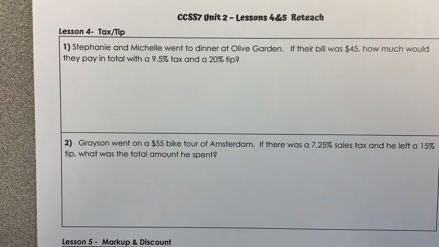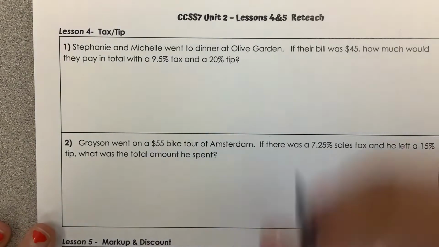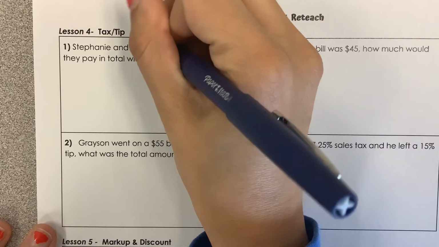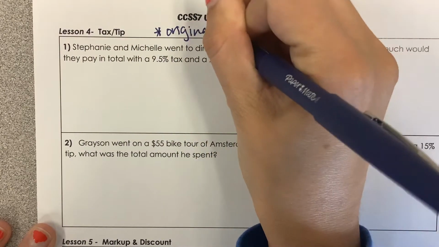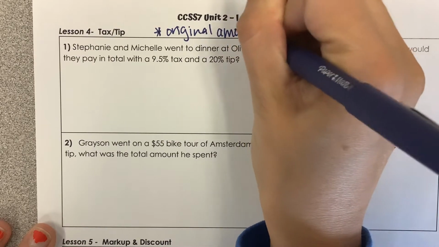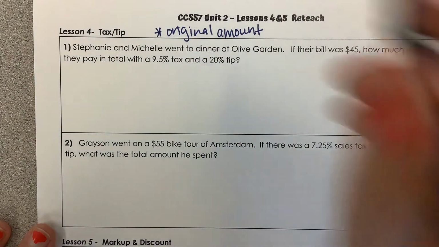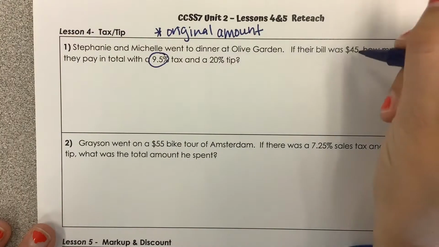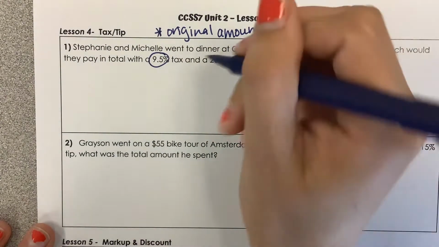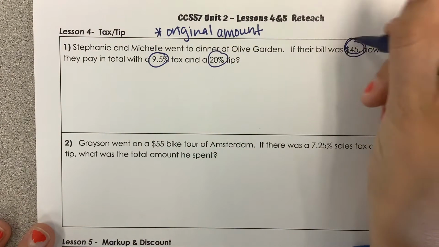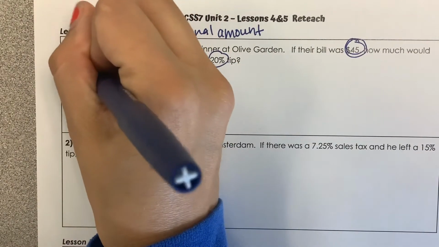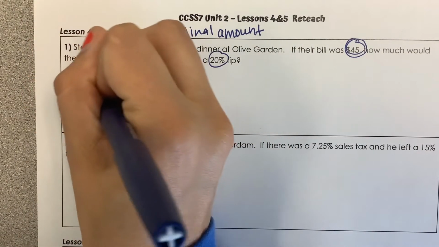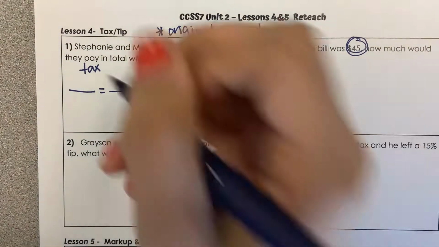So, the most important thing to note is these are both on the original amount. Okay, so we are putting this tax percentage on our original of 45 and this 20% tip on the original of 45. So let's start with the tax, setting up a percent proportion.